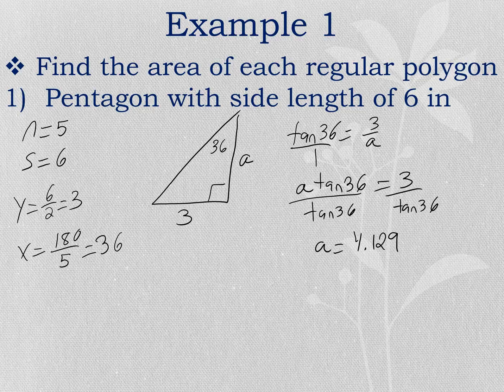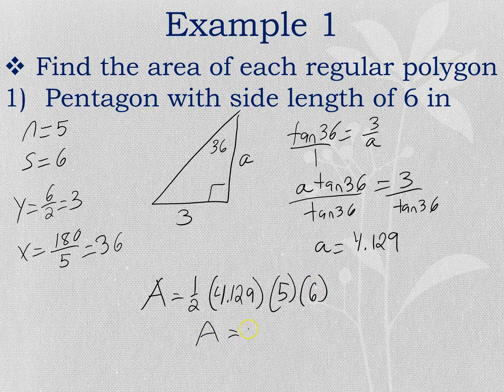Now, as we've dealt with for most of our right triangle problems, it's not going to be an exact answer, so make sure you store it so you can find the area correctly. Area is 1/2 the apothem, 4.129, times the number of sides, times the side length, a, n, and s. We do all that exactly, you're going to get 61.937. It's inches. Since we're talking about area, it's inches squared.